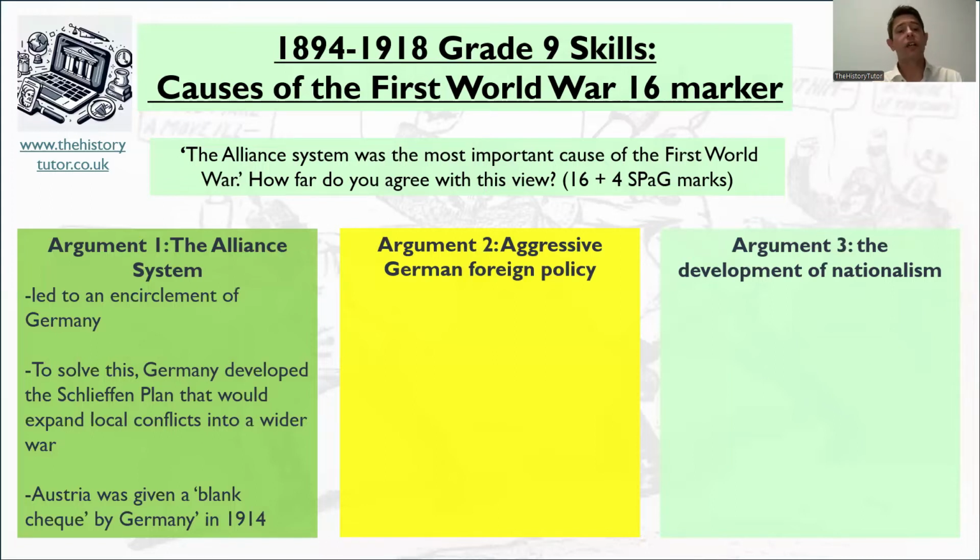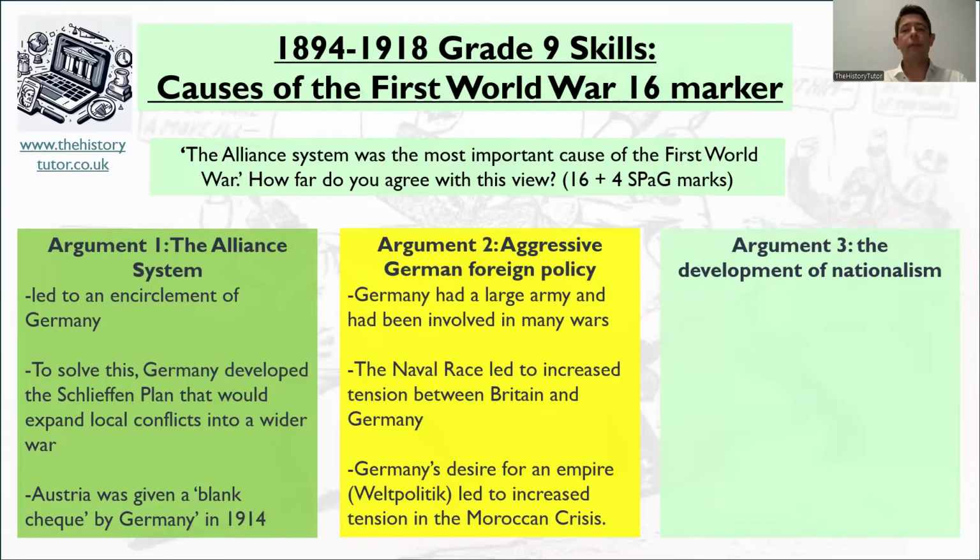So to solve this, Germany developed the Schlieffen Plan that would expand a local conflict into a wider war. So they were going to do a quick knockout blow on France and then turn around to attack Russia. That was going to lead to a more dramatic war. And of course, because of the alliance system, they had to support Austria. So that led to the blank check being given in 1914 by Germany. So this gave Austria permission to do whatever it liked against Serbia when there was the assassination.